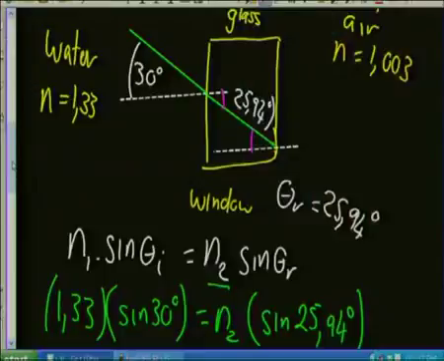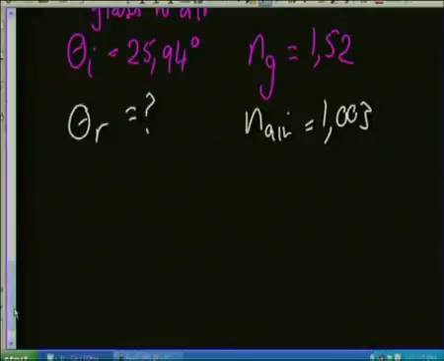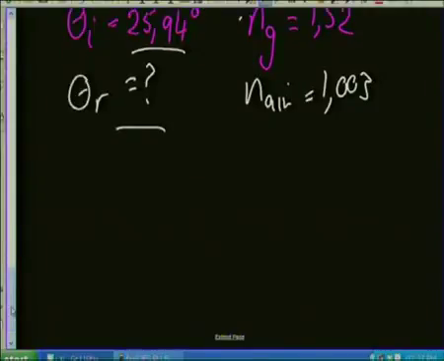I hope you can see that because it's moving from a more optically dense medium with a high refractive index to a low refractive index, the light is going to speed up and it's going to bend away from the normal. We're expecting the angle of refraction to be bigger than 25 degrees. The refractive indices will stay the same. So the angle of refraction, we must predict, is going to be bigger than 25. Let's see if it works.